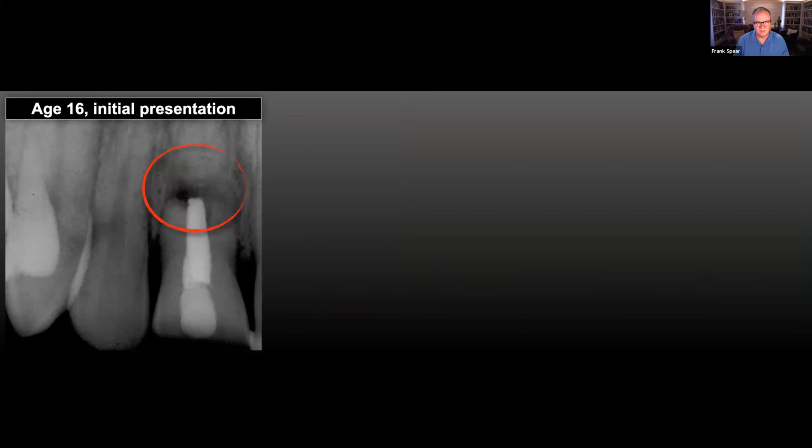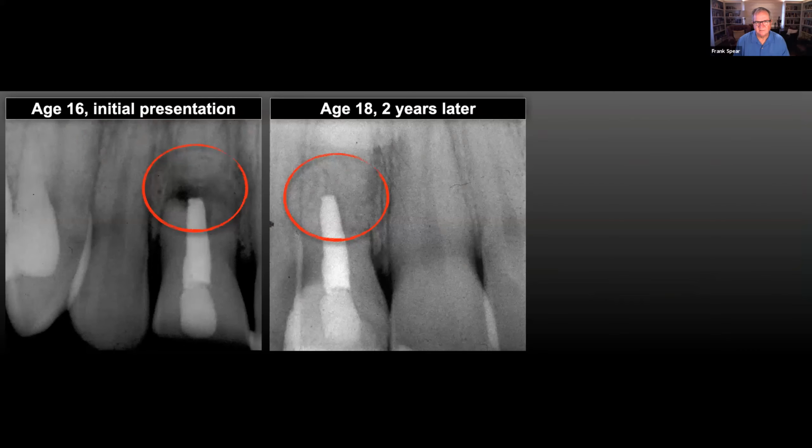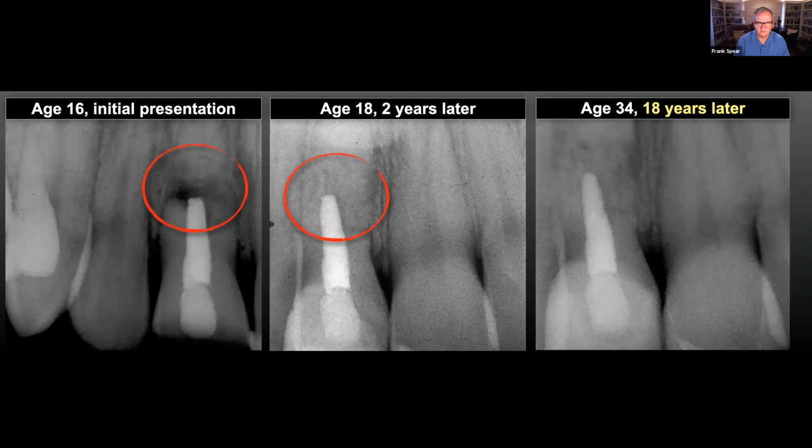There he was at age 16. Here he is at age 18, 2 years after. Here he is at age 34, 18 years after. And again, not all of them are going to turn out this way, but the only way you find out is give the tooth a shot.